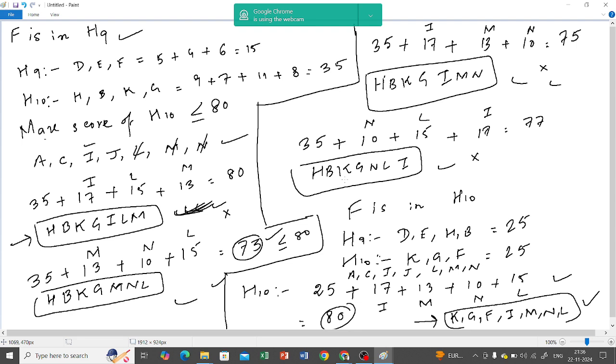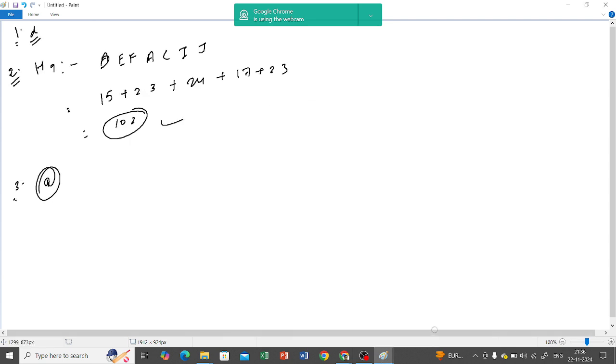Which of these players was definitely in H9 if the score of H10 was 77? So the score of H10 has to be 77. So where is this? This is the case. Which of these players was definitely in H9? So I no, L no, M yes, M should be there. So 4C, because N is over here.